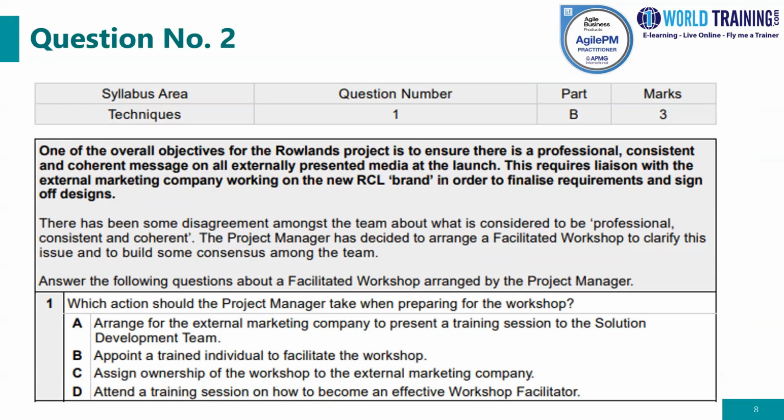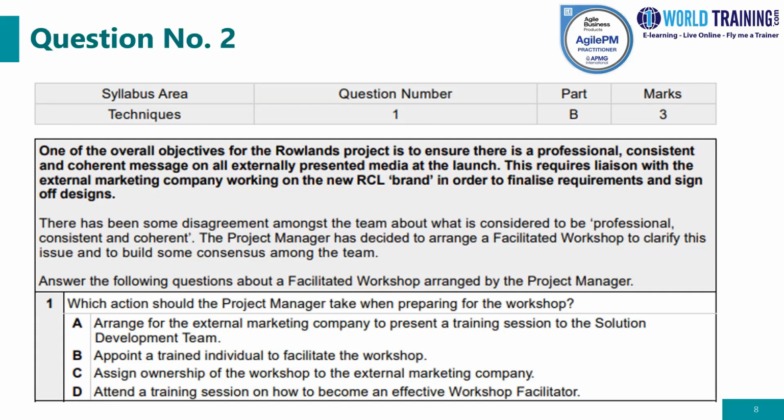This requires liaison with the external marketing company working on the new RCL brand in order to finalize requirements and sign off designs. Now, there has been some disagreement among the team about what is considered to be professional, consistent, and coherent. The project manager has decided to arrange a facilitated workshop to clarify this issue and to build some consensus among the team. Answer the following questions about a facilitated workshop arranged by the project manager.